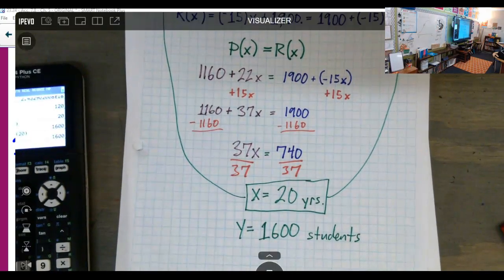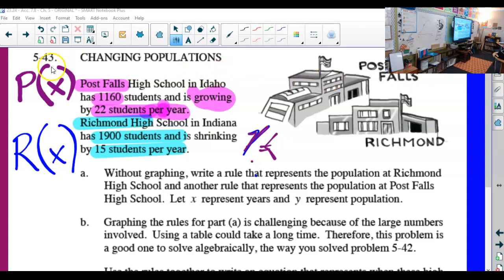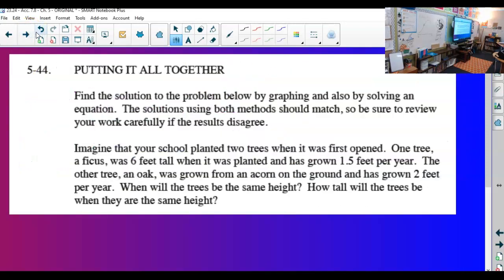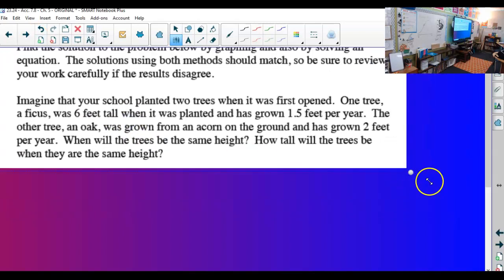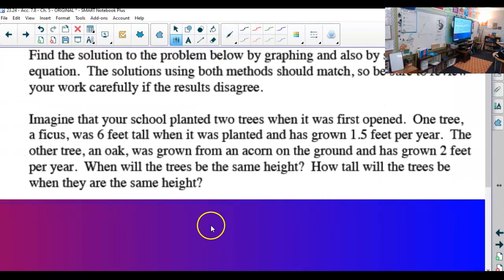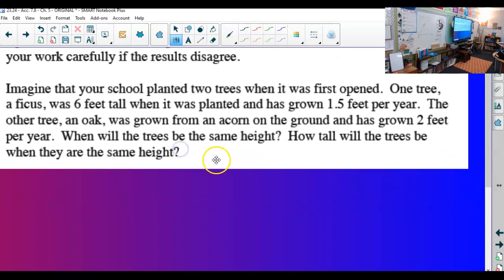My question is, do we have another thing we need to solve, or is that pretty much everything I wanted to get to? No. One more, just for fun. Let's do this. I bet you can do this in like 2 minutes and then we still have free time.